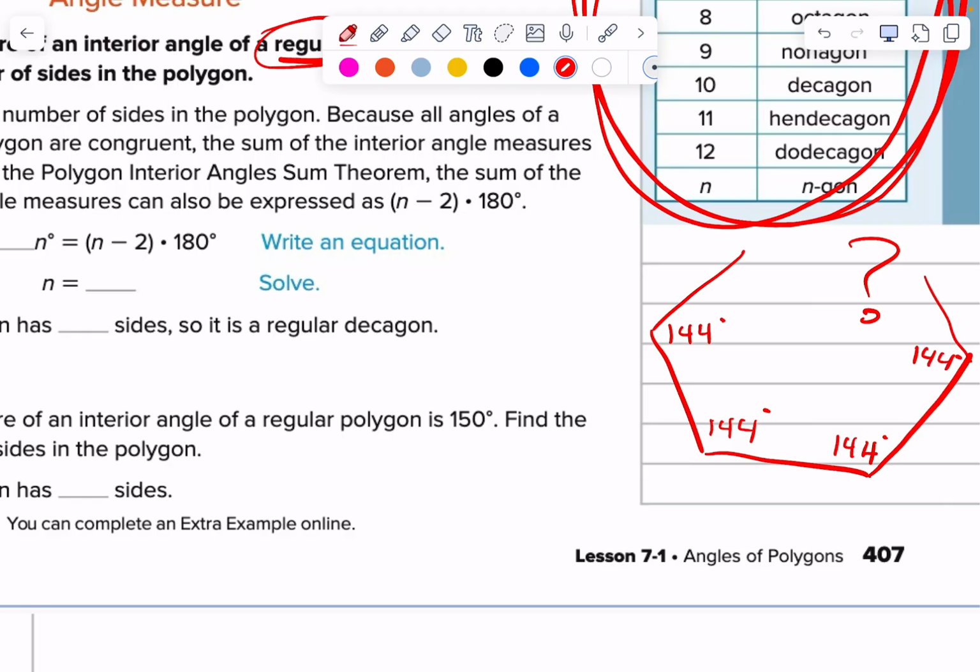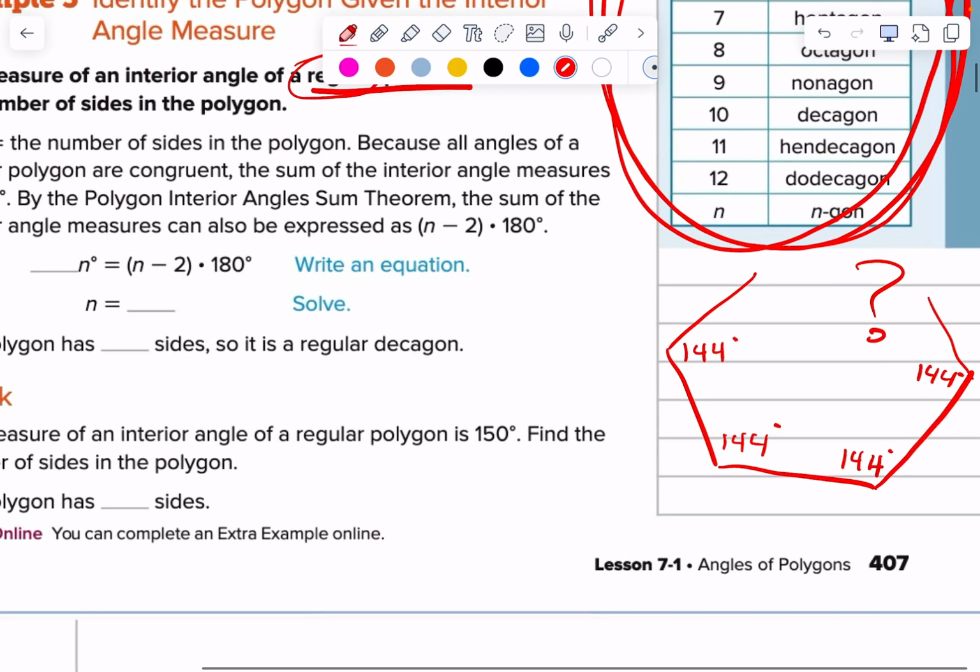144 is each angle, okay? I want to know how many sides that thing has if each angle is 144. Well, it's not a polygon, minimum of 5. A 6-sided figure has 120 degrees, and the more sides you have, the bigger the angles become inside, right? So it's got to be bigger than 6. Might be 7, might be 8, I don't know.